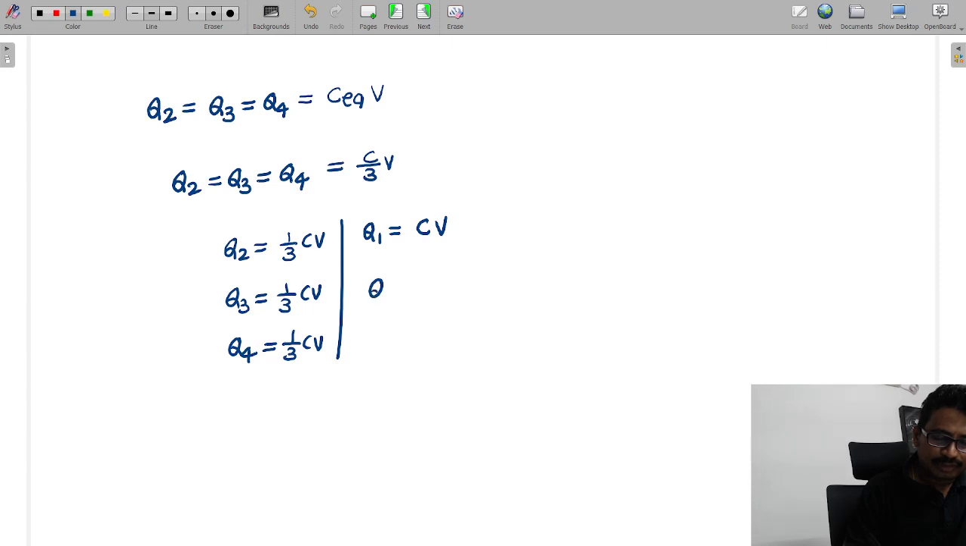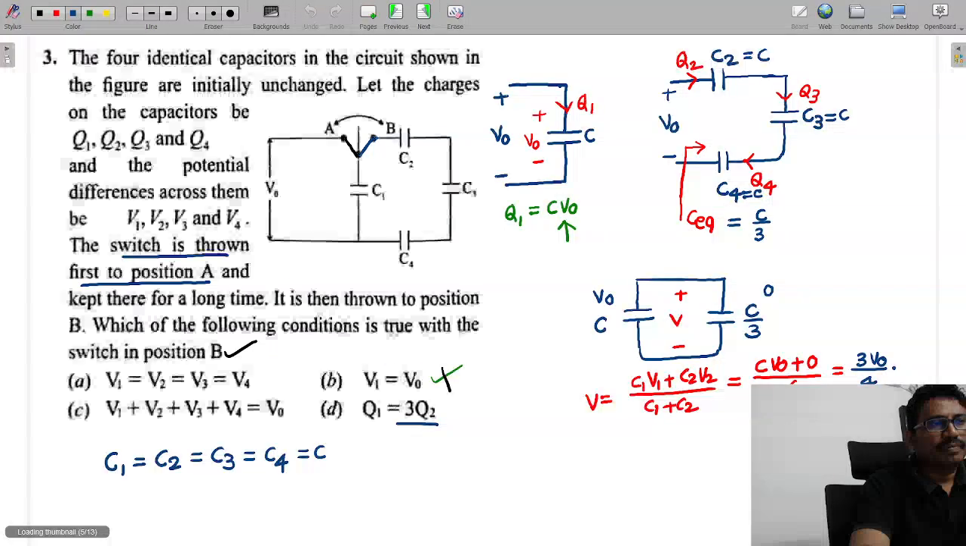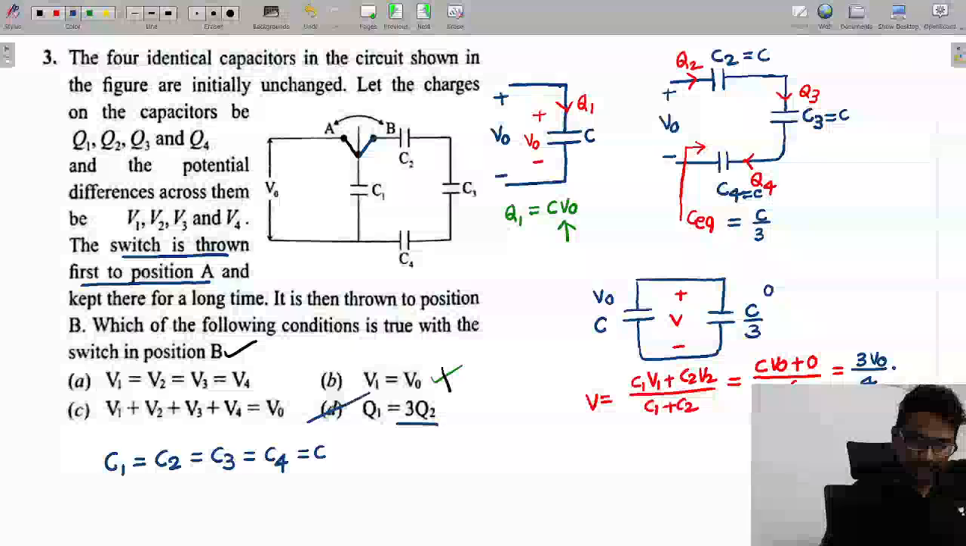So what is the relation between them here? Q2 equal to 1 by 3 times of Q1. Q3 equal to 1 by 3 times of Q1. So that means Q1 is equal to what we can say here, 3 into Q2. So you can check the options. So option D is correct.